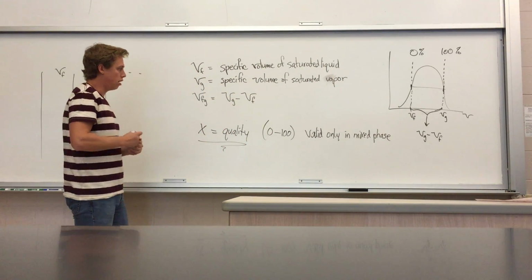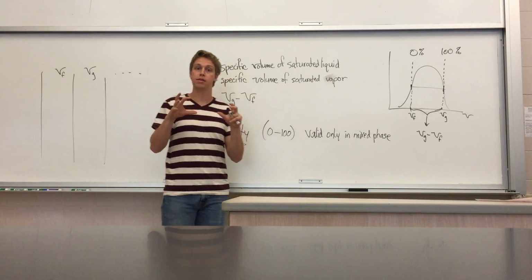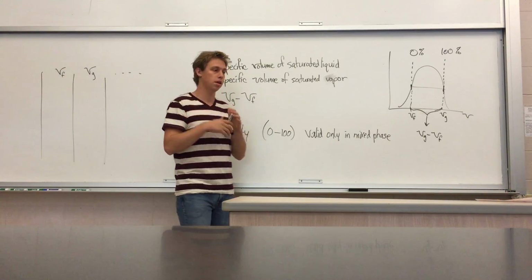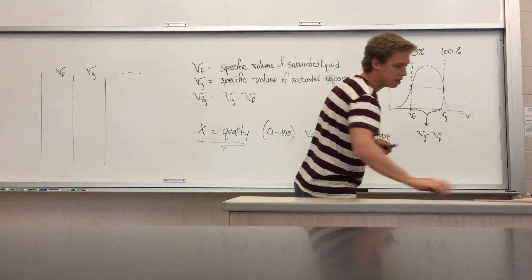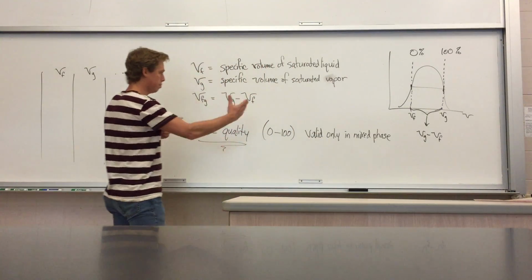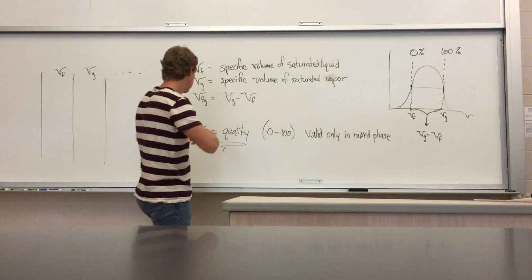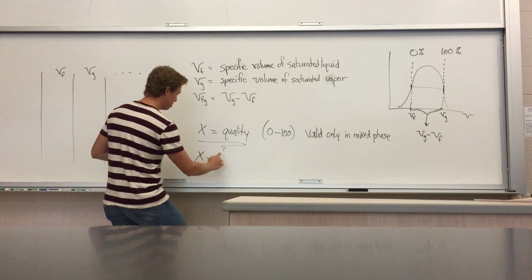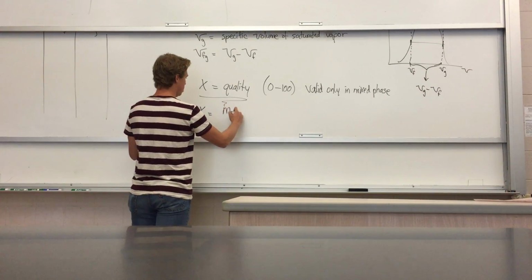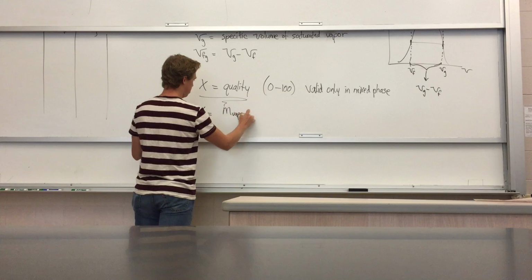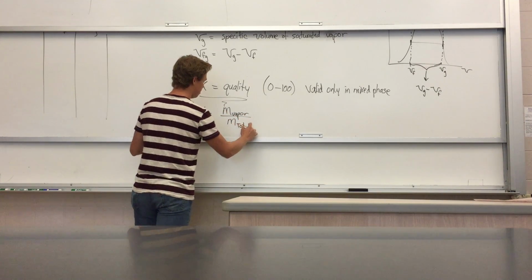So, the definition of the quality is defined in terms of the masses of the two substances. So how much mass do I have that's made up of vapor, right? Because as I get toward the vapor side, I increase. So X equals the mass of the vapor over the mass total.